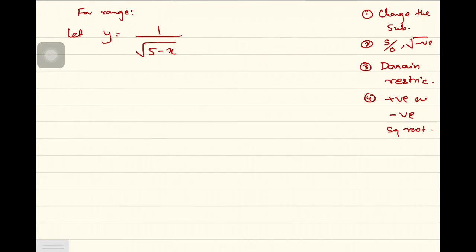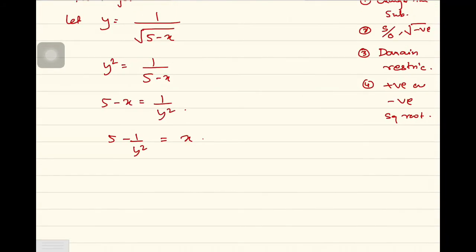I'll do it accordingly. Okay, so let's flip the function first of all. So I'll write y square equals to 1 divided by 5 minus x. I think that should be accepted, squaring both sides. That gives me now 5 minus x equals to 1 divided by y square, and then I'll get 5 minus 1 by y square equals to x. Got it? So that's what we will get. Now if you want to take LCM, it's okay. If you don't want to take LCM, it's fine, not a problem for me.